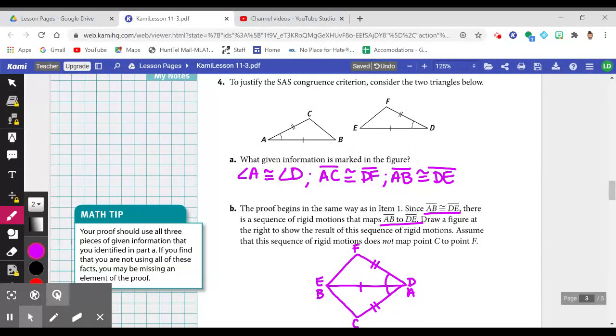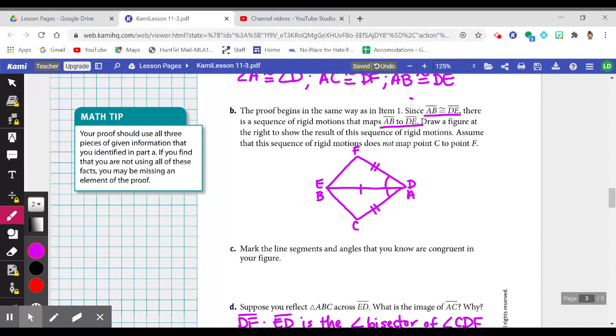So now we're proving the side angle side. Remember, it's two pairs of corresponding sides and the included angle. We're suggesting that that is enough to prove that triangle ABC is congruent to triangle DEF. So A, what given information is marked in the figure? Angle A is congruent to angle D, as well as line segment AC is congruent to DF, and line segment AB is congruent to line segment DE. So again, two pairs of corresponding sides and a pair of congruent corresponding angles.